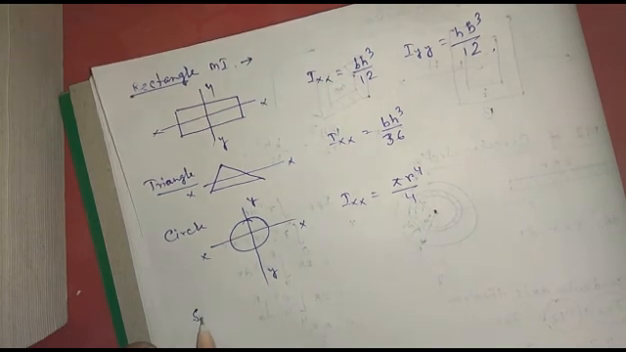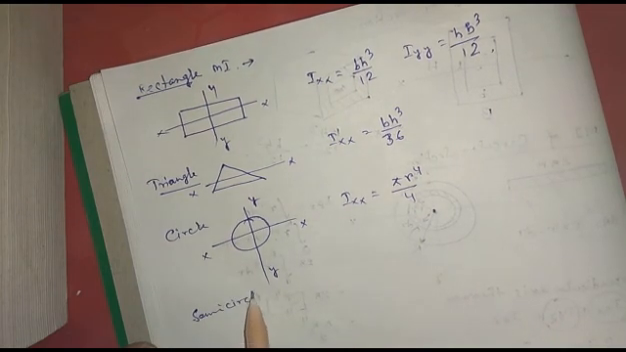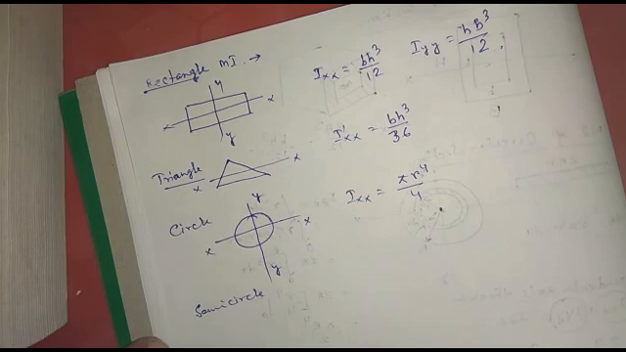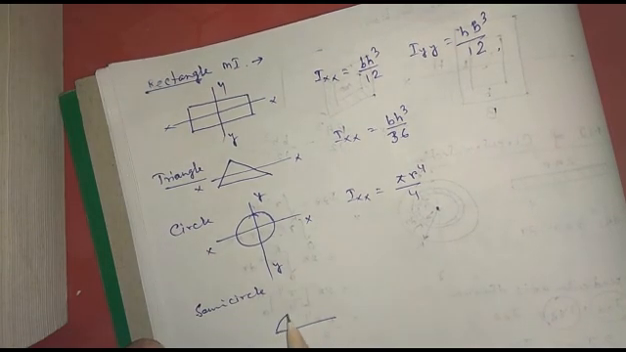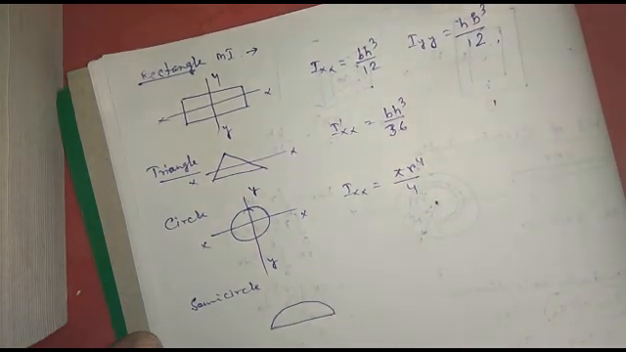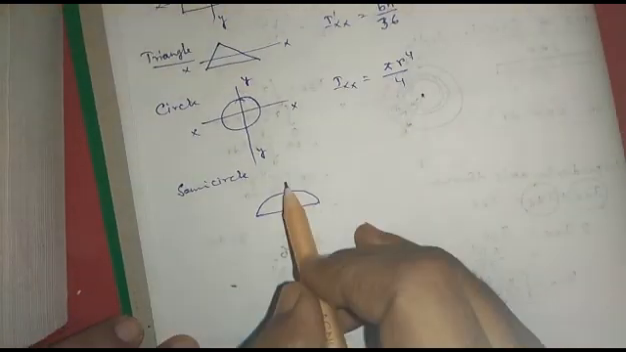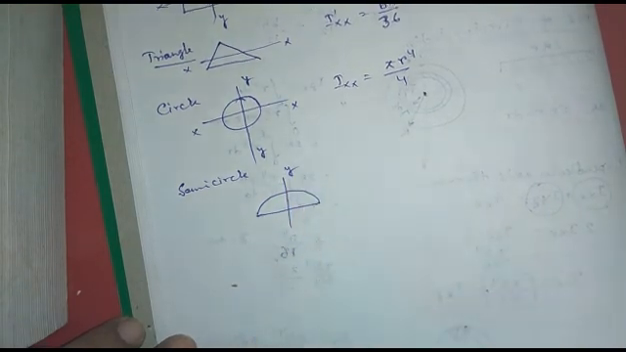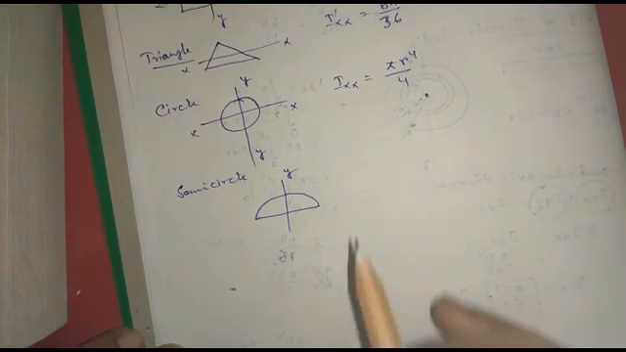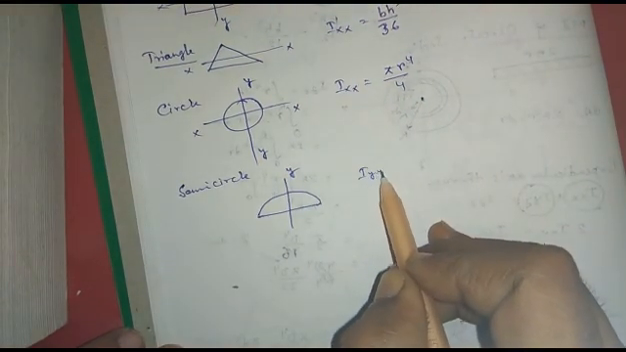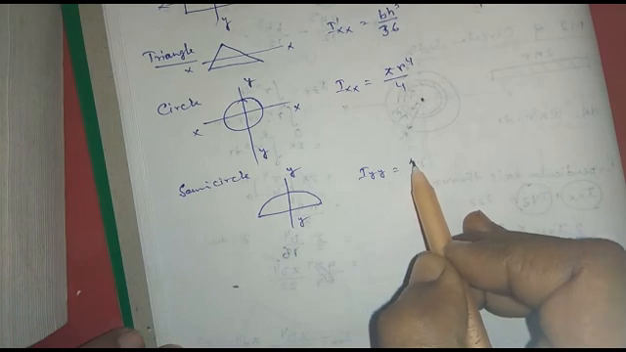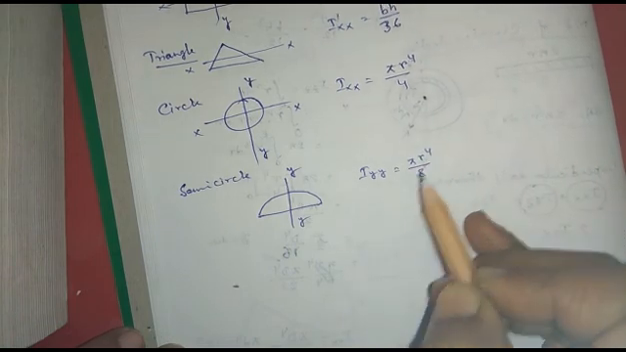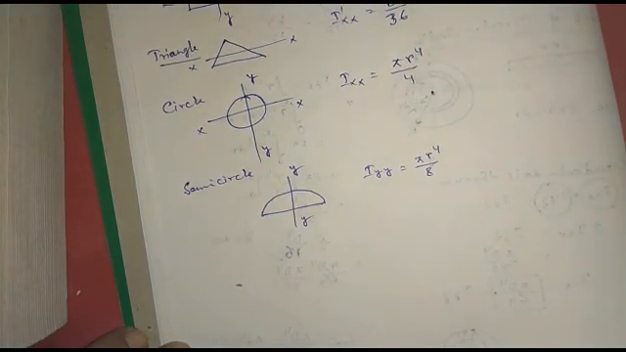And for a semicircle, if you have calculated the assignment, so you will get the semicircle about the centroidal y-axis. It is basically pi r to the power 4 by 8.